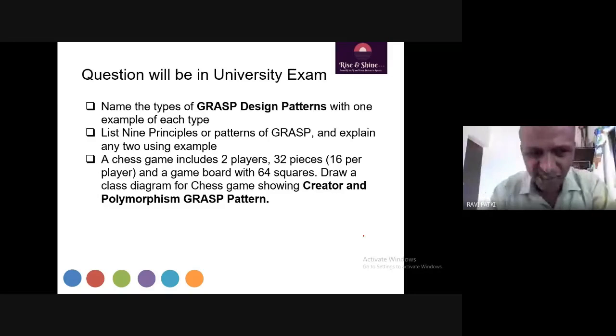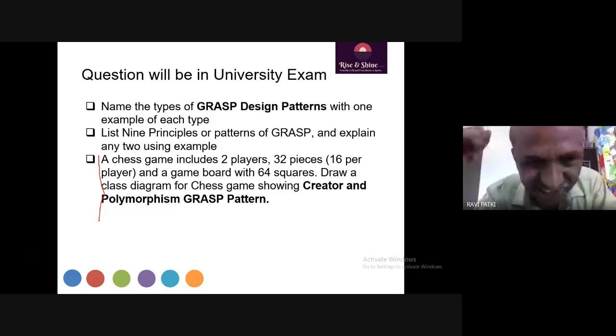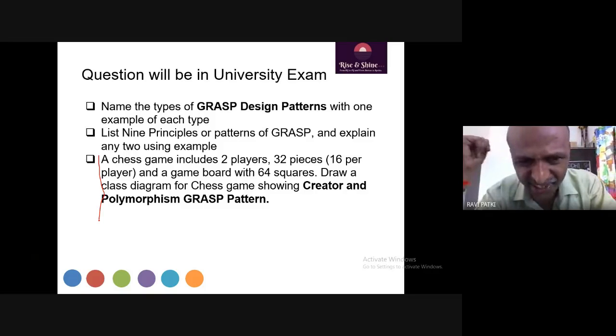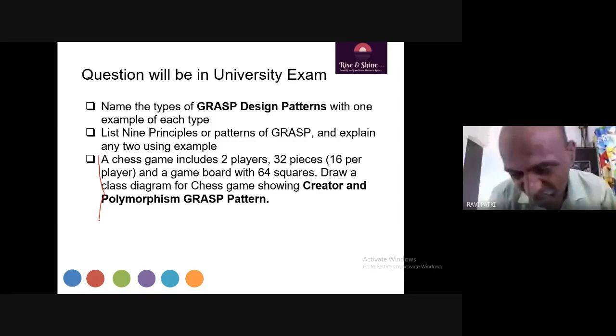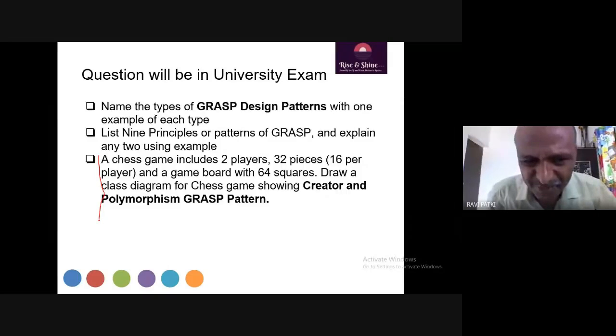But when I was the chairman, I did not ask straightforward questions. I asked a case study. A chess game includes 2 players, 32 pieces, that is 16 per player, and a game board with 64 squares. Draw a class diagram for a chess game showing the Creator and Polymorphism GRASP patterns. That is, I put a case study in front of students in the question paper and asked them to design this case study using Creator and Polymorphism. Your answer should reflect this.